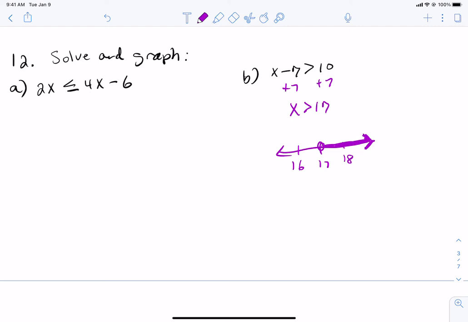Now let's do the same exact thing for 12a. So the x on the left is already alone. So let's move the 4x over to join it. So let's subtract 4x from both sides.